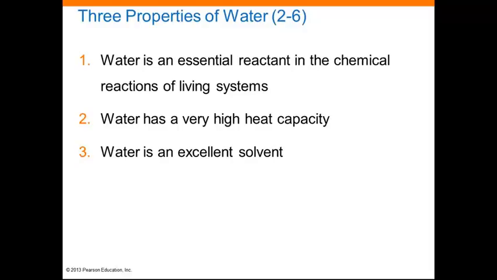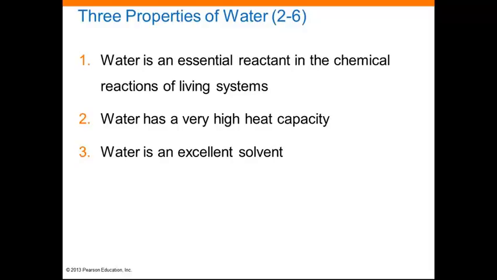So the second property of water is that water has a very high heat capacity, a very high specific heat, which means that it requires a lot of energy to change the temperature of water. You may have experienced this if you've gone into any body of water, like a lake or a river in Wisconsin. In the spring, that lake is really cold, even though the air temperature might be 80 degrees. And then in the fall, even though the air temperature is cold, the water temperature of that lake is still warm. That's because water has a very high heat capacity.